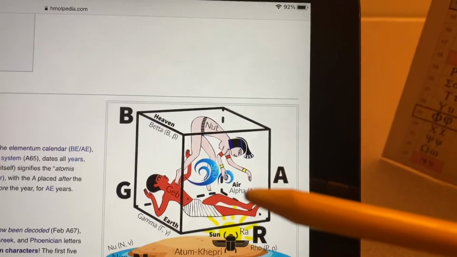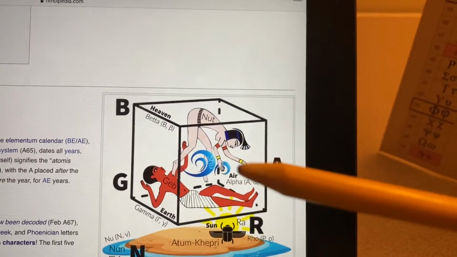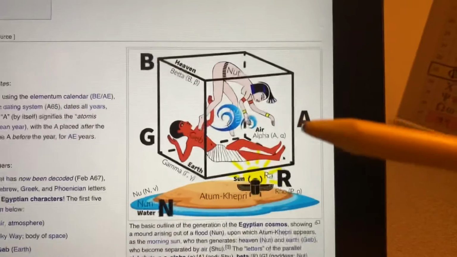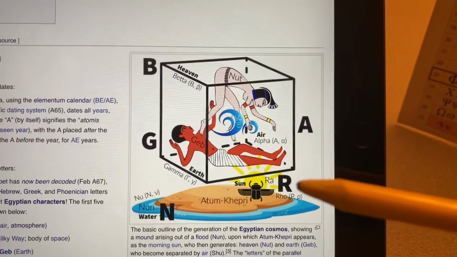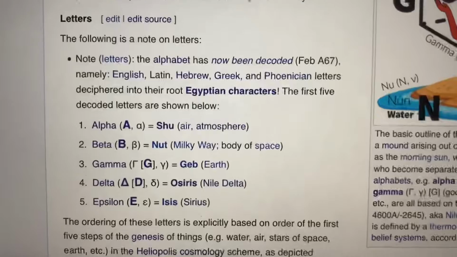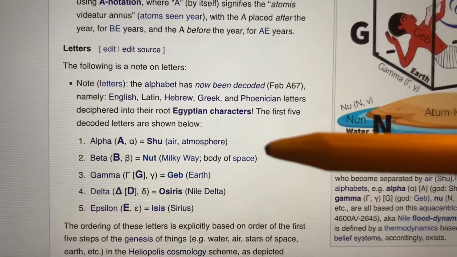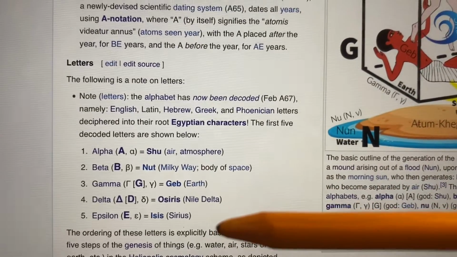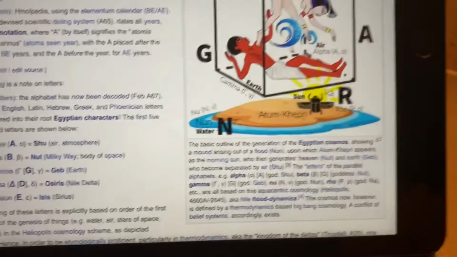and Shu has to get in between them as the form of the atmosphere and separate them. So here we have Alpha, Beta, and Gamma, the first three letters of the alphabet, ordered in a cosmological scheme. And this brings us to the first five letters of the Greek alphabet: Alpha, Beta, Gamma, Delta, and Epsilon, or Shu, Nut, Jeb, Osiris, and Isis.